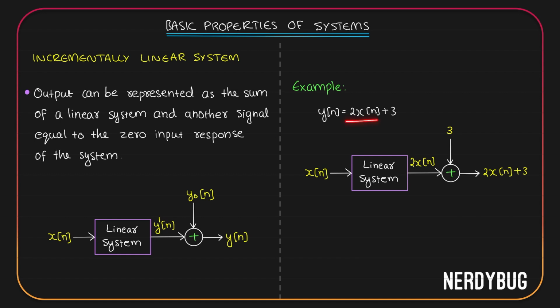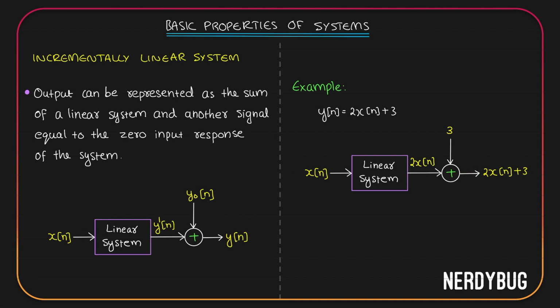As an example, let's take the previous question itself. Y of n is 2x of n plus 3. Let's say there is a linear system that multiplies the signal. X of n was given as an input, 2x of n is given as an output. Obviously, this is a linear system. Now, let's say we add the 0 input response to it and the 0 input response is equal to 3. The final output will be 2x of n plus 3.